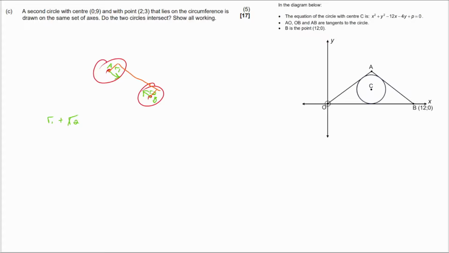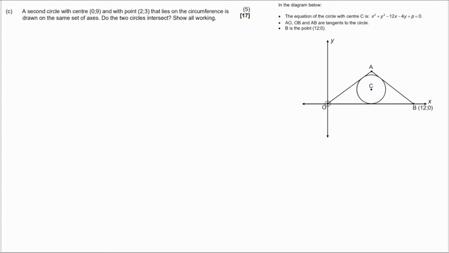If the distance between centers is greater than the sum of the radii, then they do not intersect. If it is smaller, then they will intersect, they will overlap. So obviously we need the distance between the centers, and we need the sum of the radii. Let's work out the distance between centers.